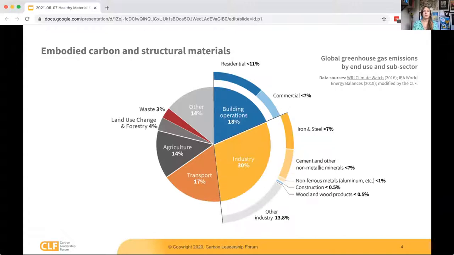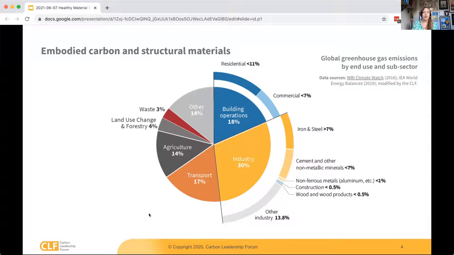I'm not going to focus too much specifically on structural materials today in relation to embodied carbon, but as a reminder as to why these topics are so closely related, I'll start with this graphic that shows the relative contribution of sectors to global greenhouse gas emissions.